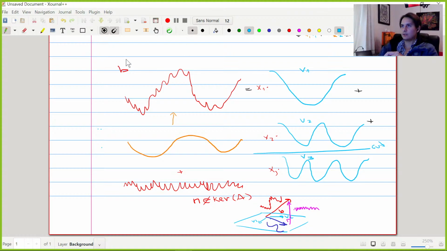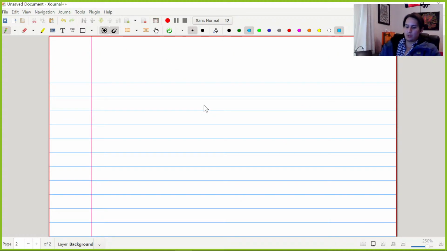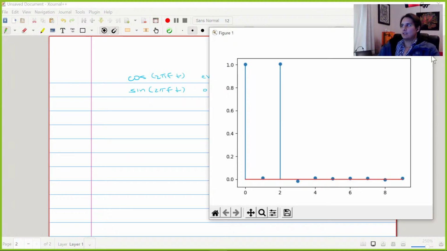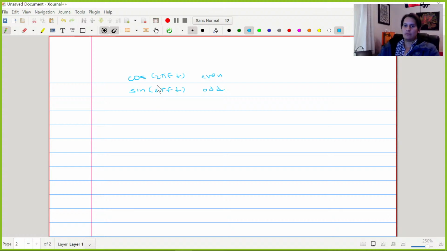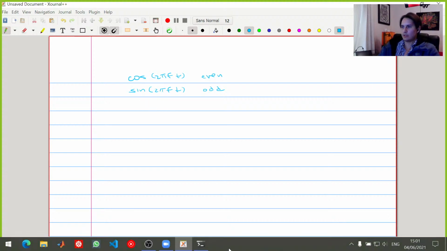In this case, I'm using cosine functions to represent even signals, but you could, for example, use sine functions to represent odd signals. But if I add enough of these cosine and sine basis functions, I can represent any signal.